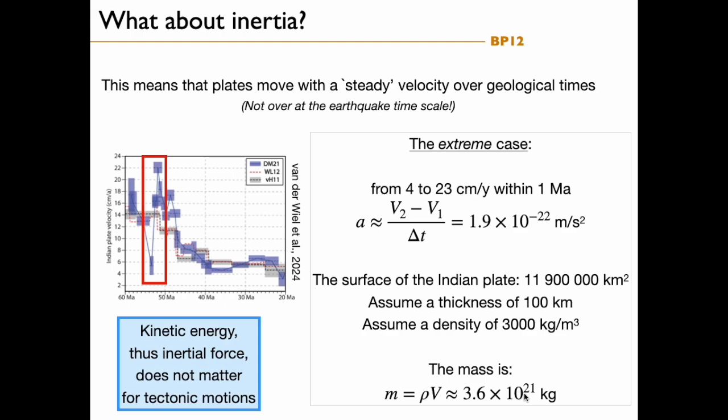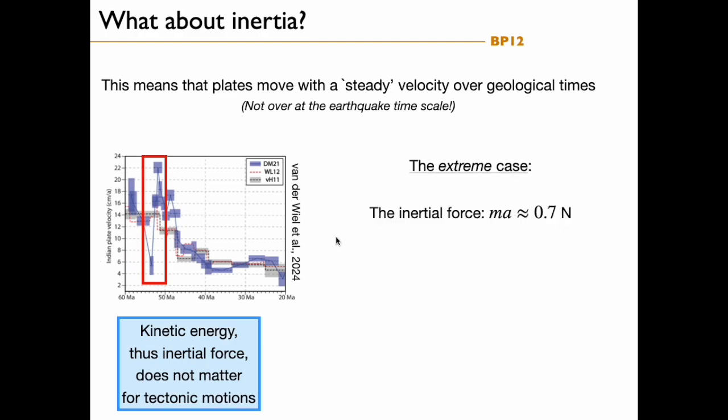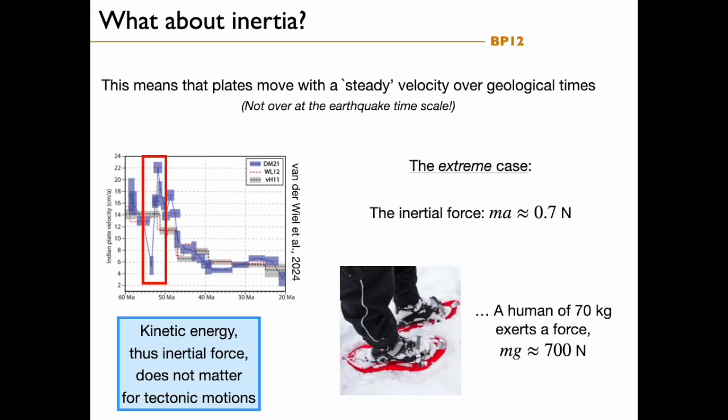So we are going to make the product between the mass, which is density times volume, 10 to 21, to acceleration, which is on the order of 10 to minus 22. The resulting inertial force, MA, is 0.7 Newton. So it's not zero, but one again has to compare with other forces into play.